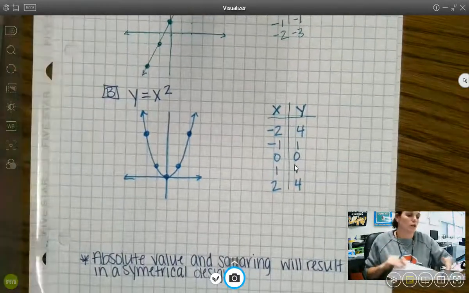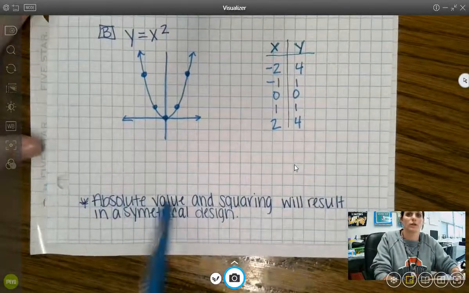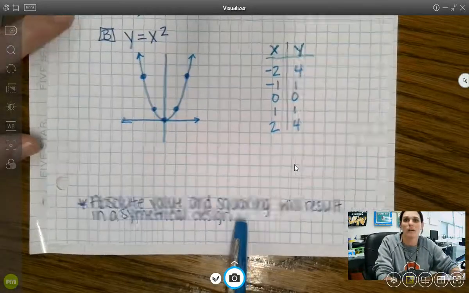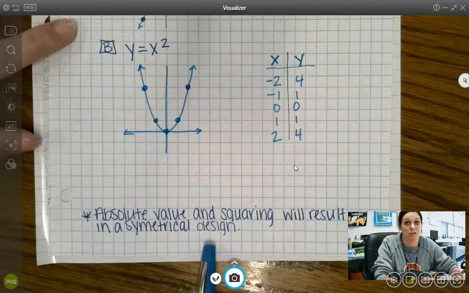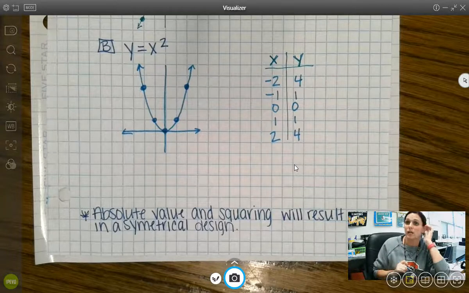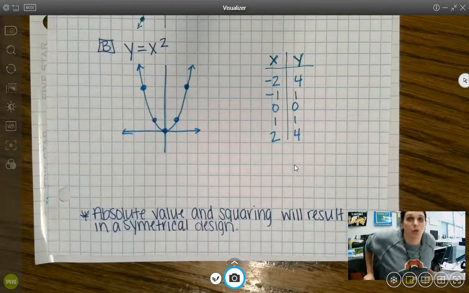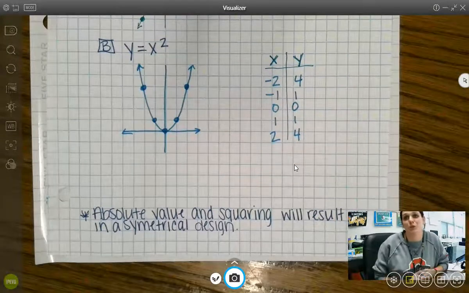So what we need to learn is at the bottom here, absolute value, if there's bars around it, and squaring is always going to result in a symmetrical design, right? So absolute value, if the vertical bars are there, you're going to get a V. And if you're squaring, you're going to get a U. So just a kind of side thought for you as you do this.